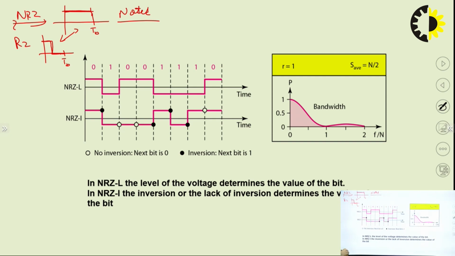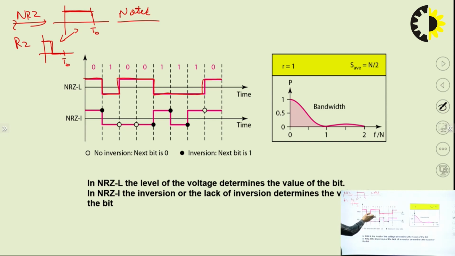Now NRZ-L. In this case we are representing 0 as plus V and 1 is represented as minus V. So 0 is plus V, 1 is minus V. Again next is 0, plus V, then minus V, minus V, and plus V.